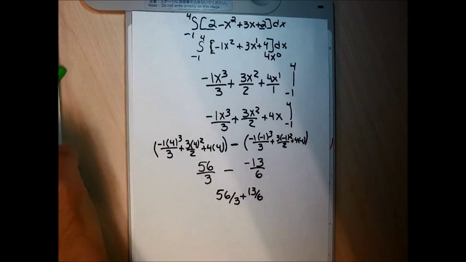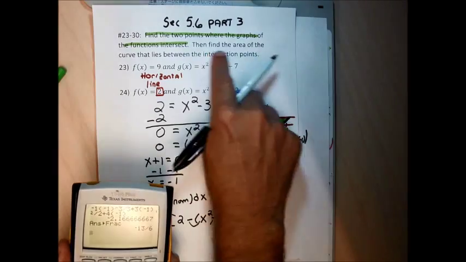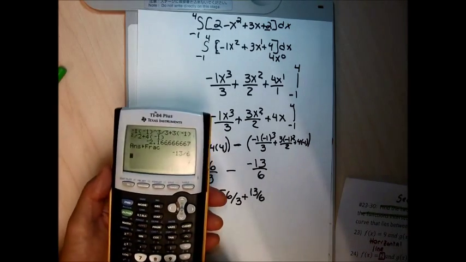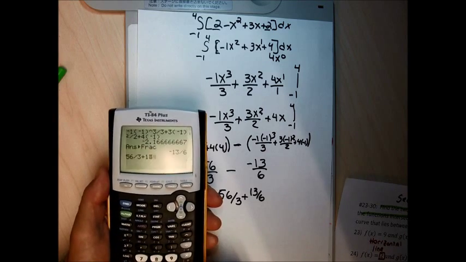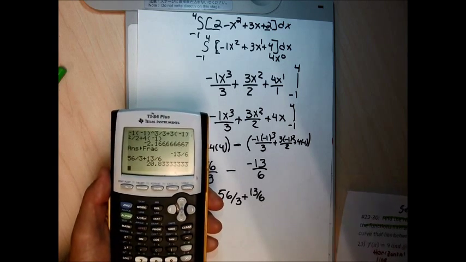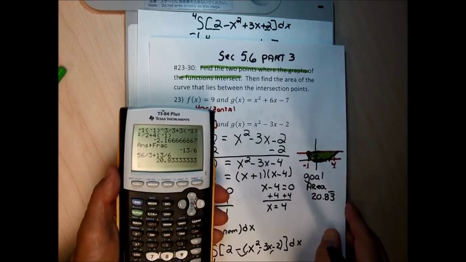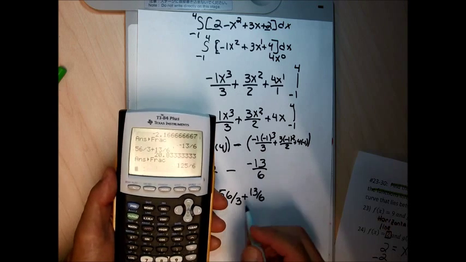When I add these two together, I better get 20.83, because my goal is to find the area, and I already know the area is 20.83 as a decimal. I want a fraction answer ultimately. So let me finish this up by going 56 divided by 3 plus 13 divided by 6. I get exactly that 20.83, so I know I have a correct decimal answer. For my final answer, I'm going to press math, enter, enter, and make it a fraction.